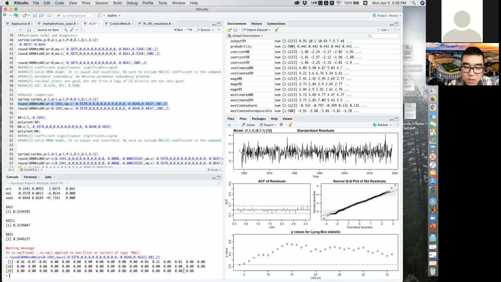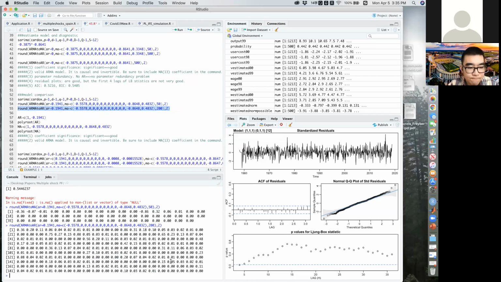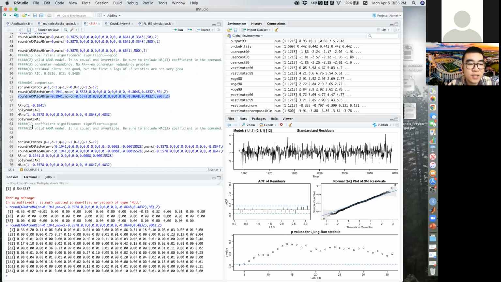Clearly this model can be written as a valid MA infinity model. And how about an AR infinity model? Again, you can see this can be written as a valid AR infinity model, which is good. So this says that our model considered here is a valid ARMA model. It is causal and invertible, and we include the MA13 coefficient in the command. So this is a good command, this is the good code.